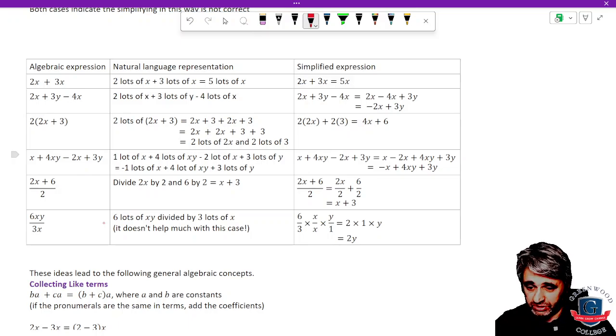Now, distributive law just says I can take whatever's outside the bracket and multiply it by what's in the bracket. So 2 times 2x, that's this part. 2 times 3, that's this part. And this is the reason why it works. Then when we simplify this, 2 times 2x is 4x, 2 times 3 is 6.